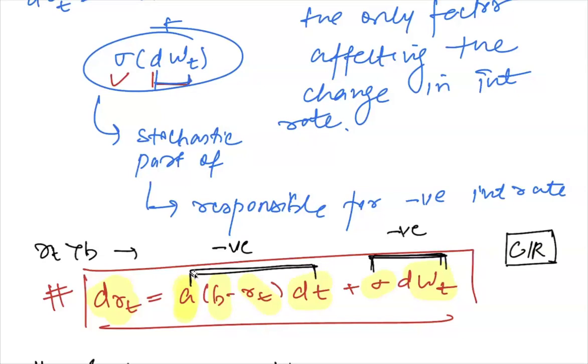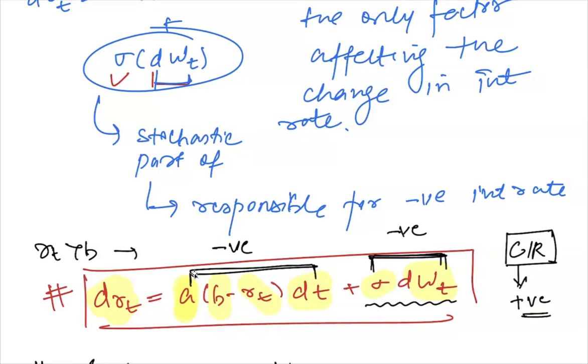So I'll tell you, basically what CIR did was they made an adjustment to the stochastic part of the Vasicek model. And as soon as they made the adjustment in the stochastic part, then the model was generating positive values. So we'll come to CIR.